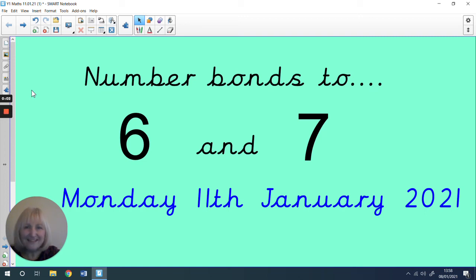Hello all class. In today's maths lesson we're going to be thinking about number bonds. Remember, a number bond is numbers that join together to make the whole number. Today we're going to think of number bonds to 6 and 7.